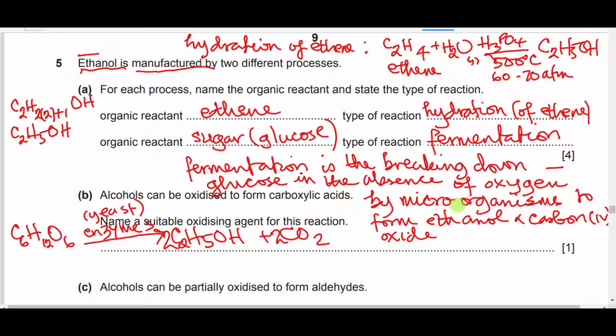That's the other one is hydration. This equation here is the equation of reaction for fermentation. This is the definition of fermentation, whereas this is the equation of reaction for hydration of ethene. Hydration of ethene is a chemical process, while fermentation of glucose is a biological process.